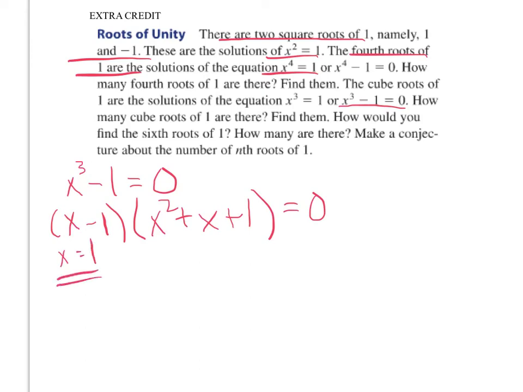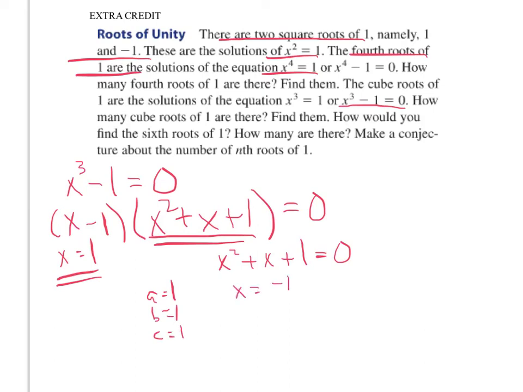That's the real number solution that we already know. 1 cubed equals 1. This factor will give us the complex number solutions, and we'll use the quadratic formula to solve that factor equal to 0. So if we solve x squared plus x plus 1 equals 0, using the quadratic formula, a is equal to 1, b is equal to 1, c is equal to 1. And so therefore we have x equals the opposite of b, negative 1, plus or minus the square root of b squared, which is positive 1, minus 4 times a times c, a and c are both 1, over 2a.